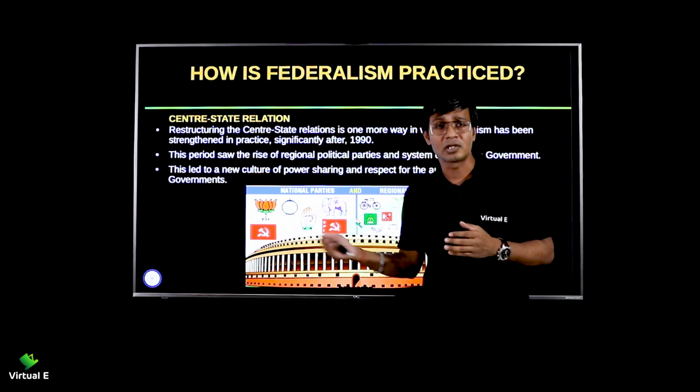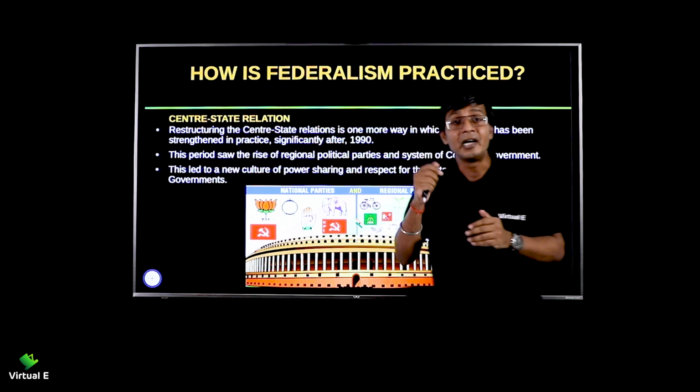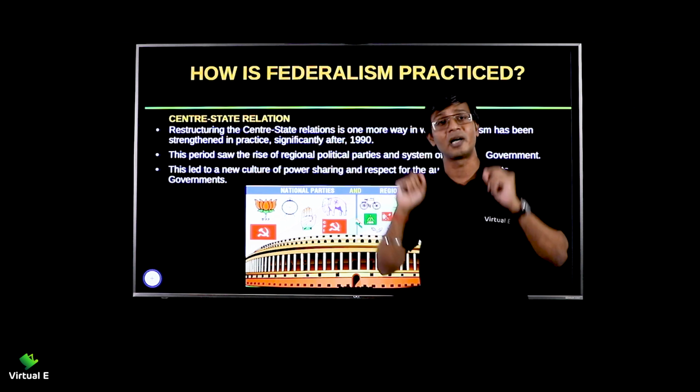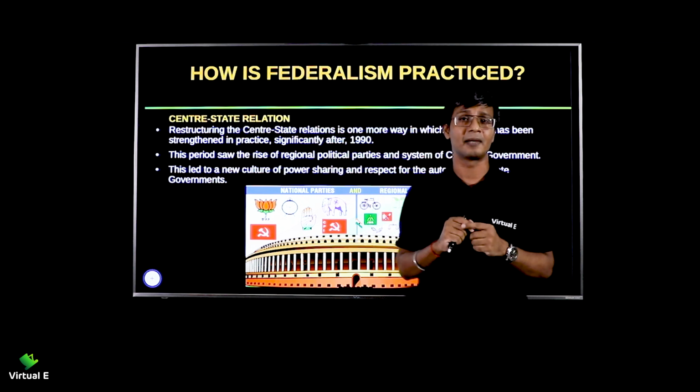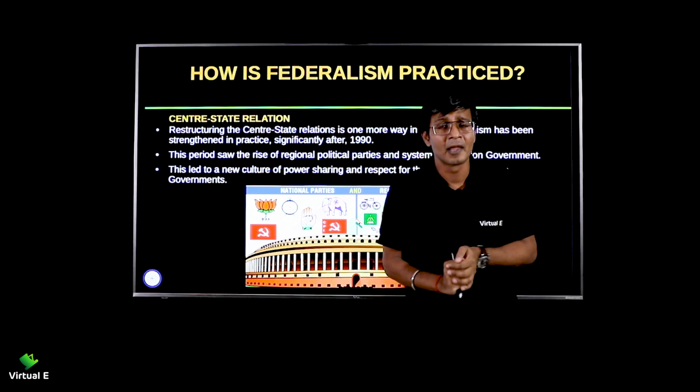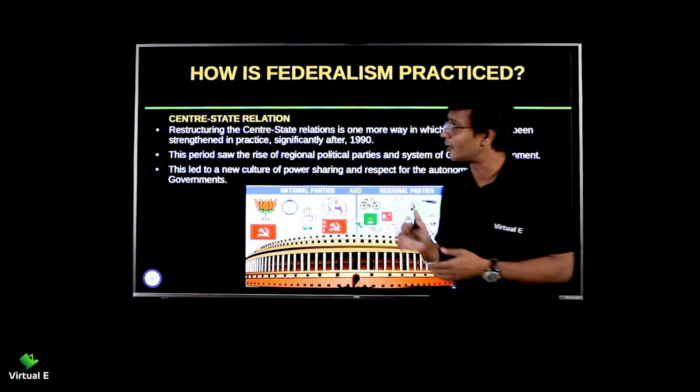Then if you go down south, you have DMK, AIDMK. बेटा साउथ में बीजेपी और कांग्रेस उतने इंपॉर्टेंट पार्टीज नहीं हैं जितने कि ये स्टेट पार्टीज हैं. सो दैट शोज की डिफरेंस क्या आया है सेंटर और स्टेट के बीच में. नाउ लेट्स मूव अहेड एंड चेक इट आउट.